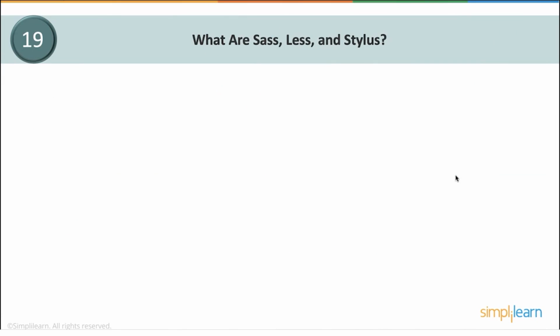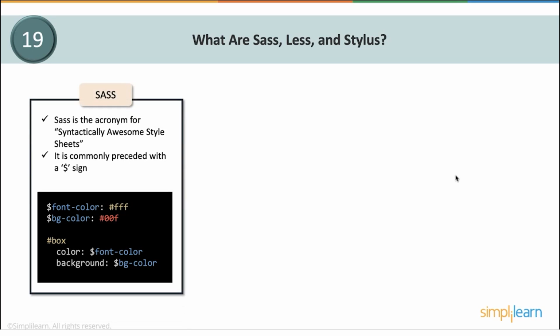Followed by this, we have the next question: what are Sass, Less and Stylus? Friends, these are the advanced levels of CSS used in the industry. So we talk about Sass, which stands for Syntactically Awesome Style Sheets. We also have similar options like Less and many more. Sass is basically taking CSS to the next level.